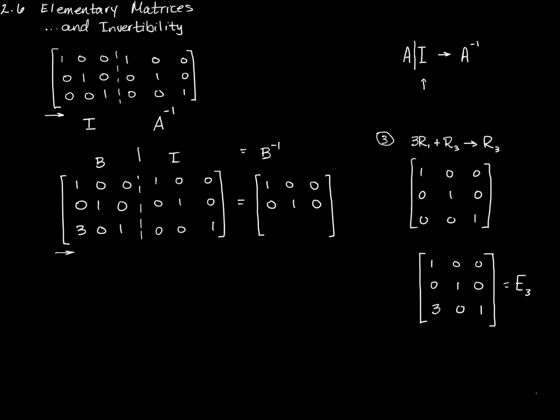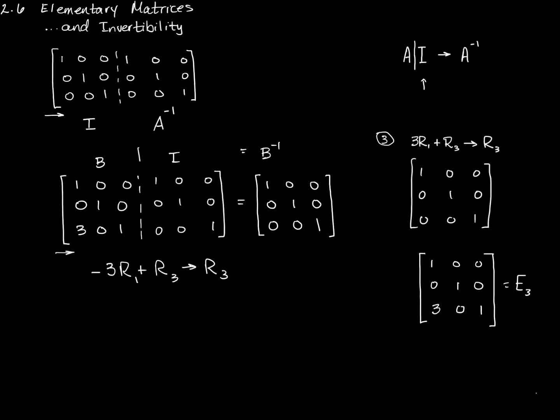So let me write down what I'm going to do. I'm going to take row 1, multiply it by -3, add it to row 3, and replace row 3. Okay, so I get -3 times 1 plus 3 is 0, -3 times 0 plus 0, and -3 times 0 plus 1.